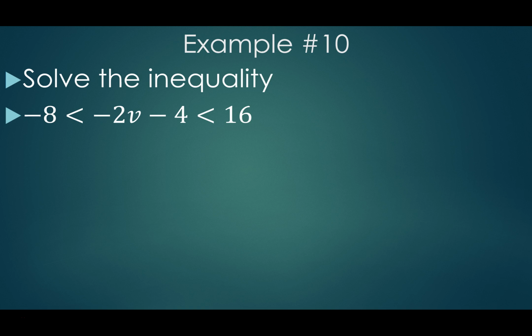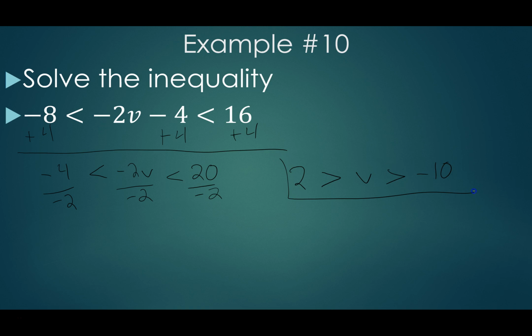So again, another compound inequality, same idea. We work from the center outwards. So since we have minus 4, we'll add 4 from the center to the right and to the left. So we get negative 4 less than negative 2v less than 20. Now again, we divide by the negative 2. But we notice we're dividing by a negative number now. So in addition to writing the numbers out, negative 4 divided by negative 2 is a positive 2. We flip the inequality sign from less than to greater than. And then v, we flip the inequality sign again, and then negative 10. You can leave the answer in that form right there.